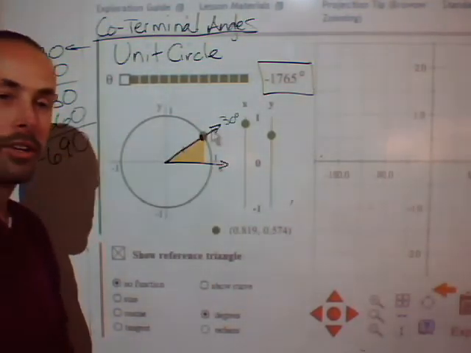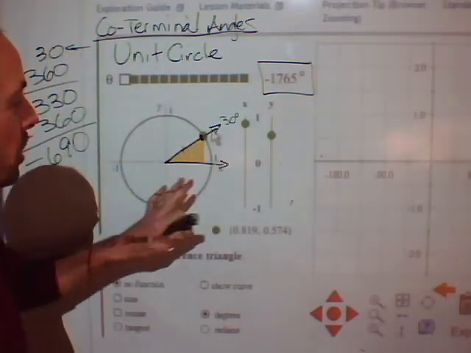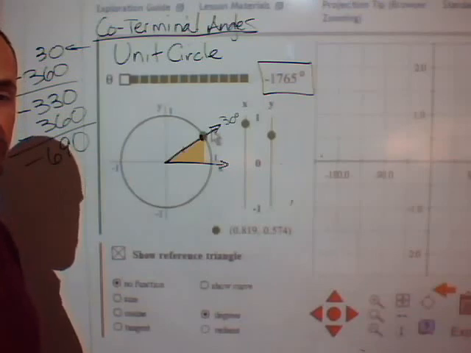We're going to be using this idea of going repeatedly around the unit circle again and again when we get to the graphs of sine and cosine functions, because the graphs of sine and cosine functions come from this unit circle.